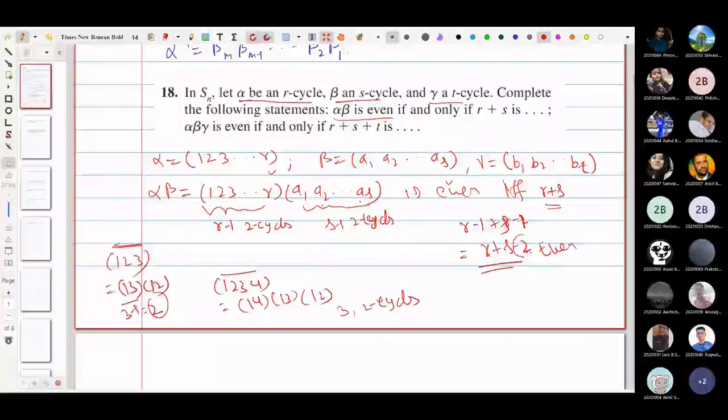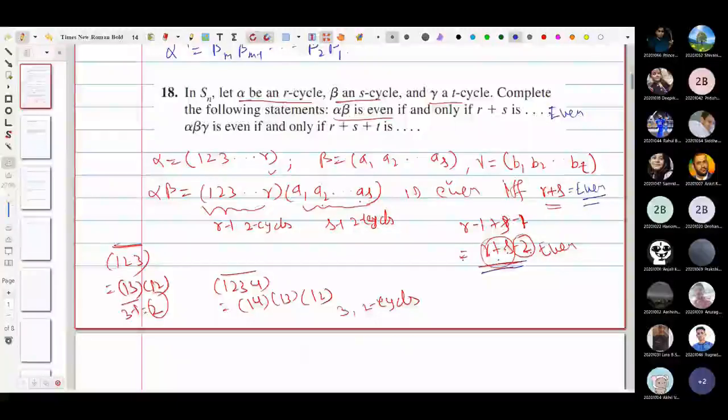Because we are subtracting an even number, it means that if it is even, if and only if this is even. Okay, are you getting it? This alpha beta is even if and only if R plus S minus 2 is even, and this R plus S minus 2 is even if and only if R plus S is even. So here one should write even.